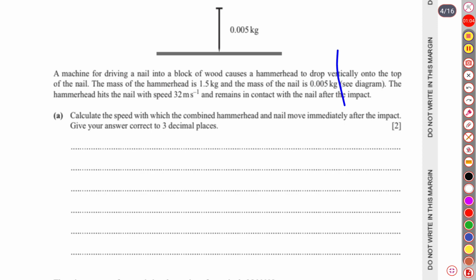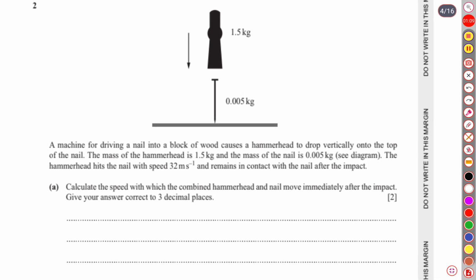So let's see the system. Yes, this is the whole system. First of all, it carries only 2 marks, so it should be one of the simplest solutions, but picking up the concept is the major part of the solution. First of all, we should know which concept is applicable in this case. If we analyze the question, we will see that the hammerhead is hitting the nail. That means this is a collision between two objects. That's why we are going to apply the concept of conservation of momentum.